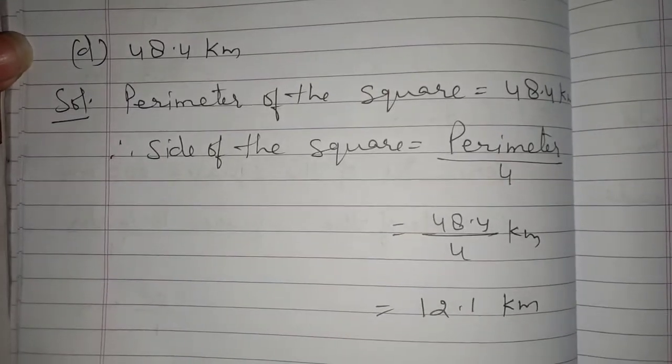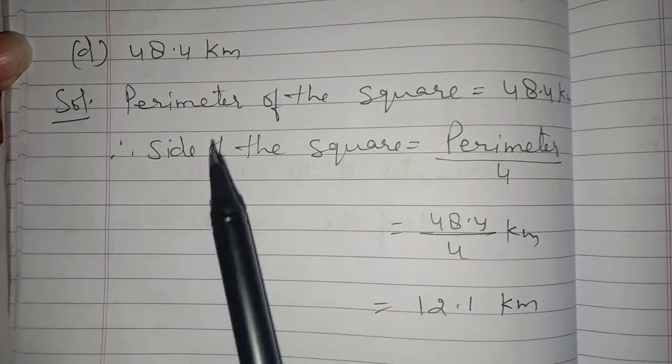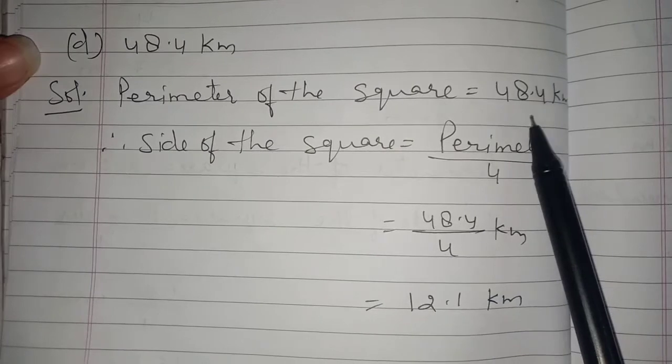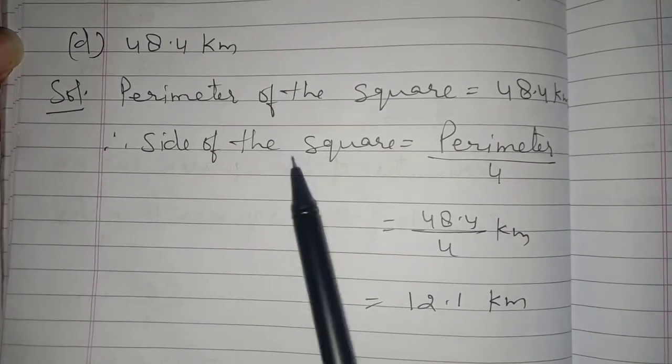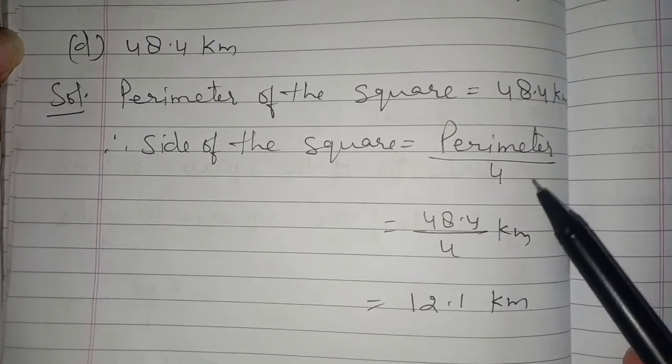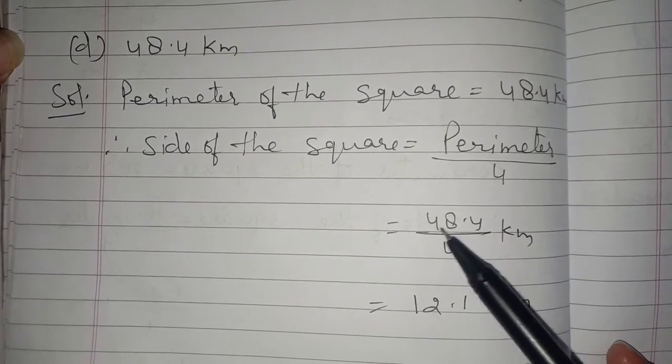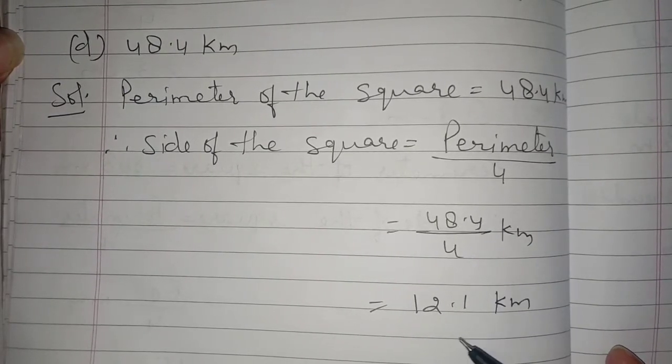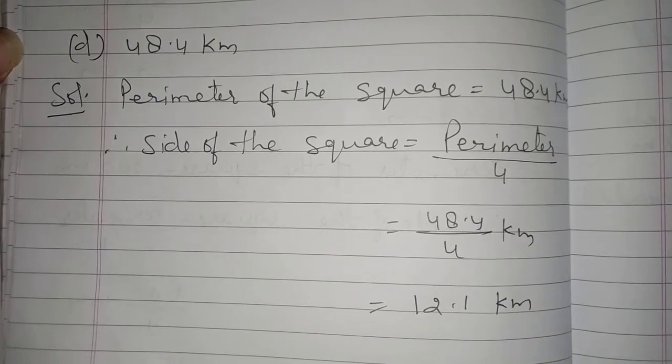Now similarly we will do the next part, that is part D, 48.4 kilometer. So the perimeter of the square is 48.4 kilometer. Therefore the side of the square will be perimeter divided by 4, and when we divide 48.4 by 4 we will get 12.1 as the answer.